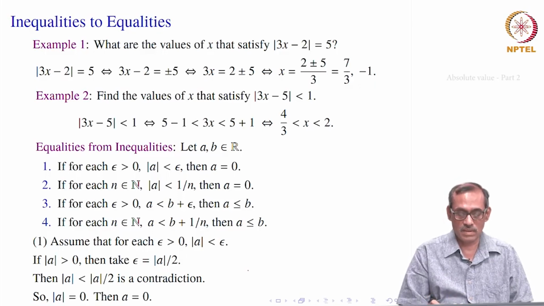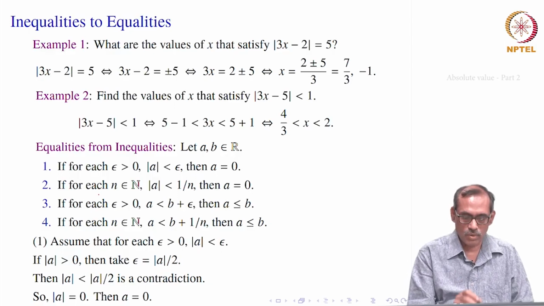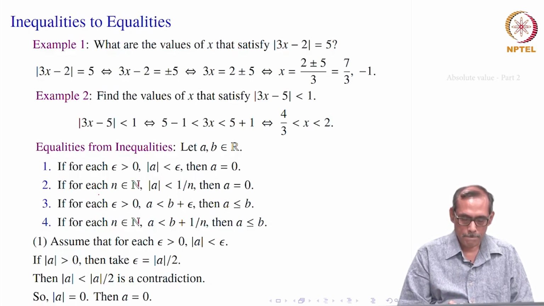So that is how it answers our question: if mod A is less than epsilon for every epsilon, what about A? A has to be equal to 0. That is what it says. Now, let us look at the second statement.